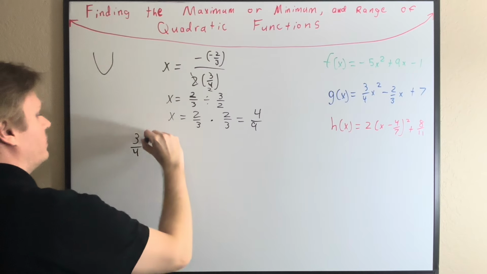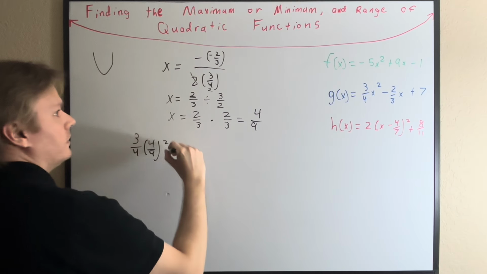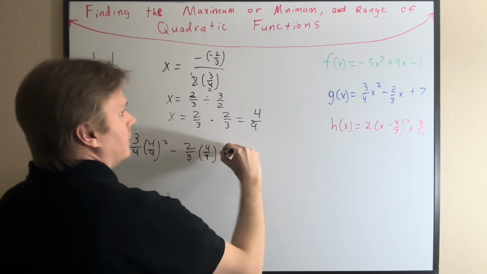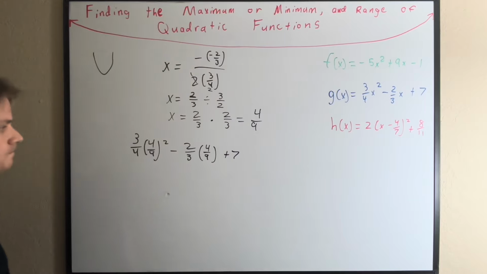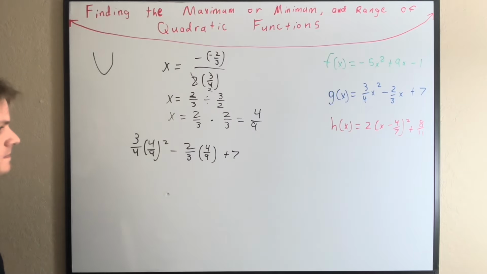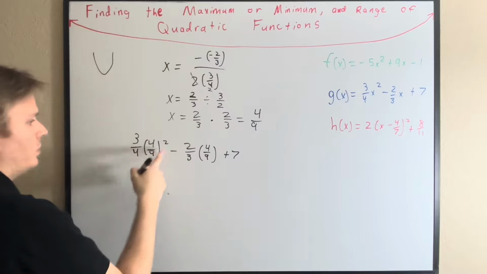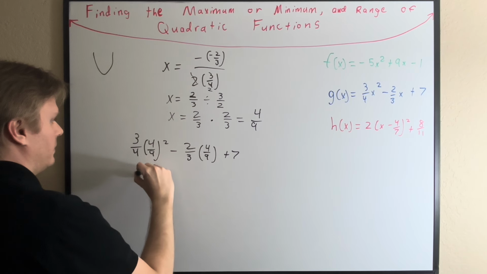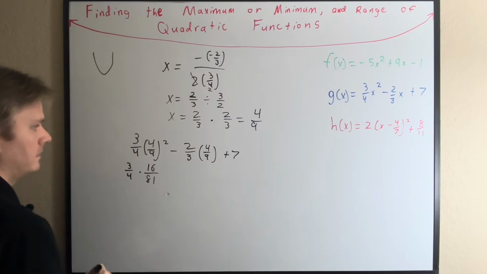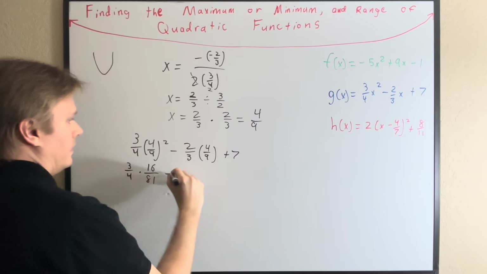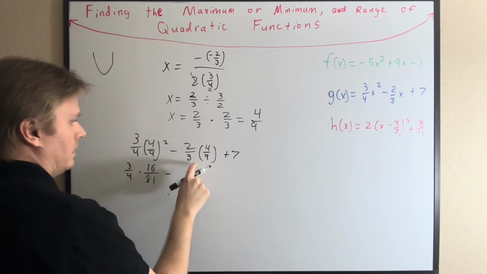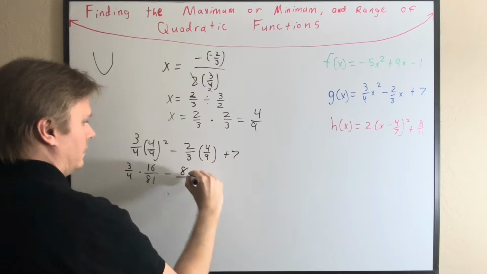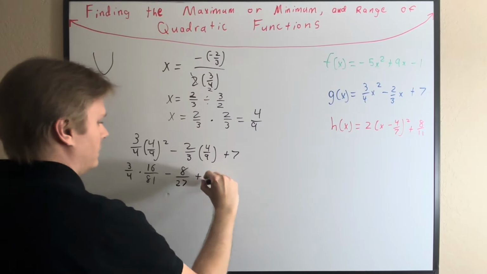All right, 3/4 times 4/9 squared minus 2/3 times 4/9 plus 7. All right, let's see what we got here. 4/9 squared is 16 over 81 times 3 over 4. Two-thirds times 4 over 9 is 8 over 27. Okay.